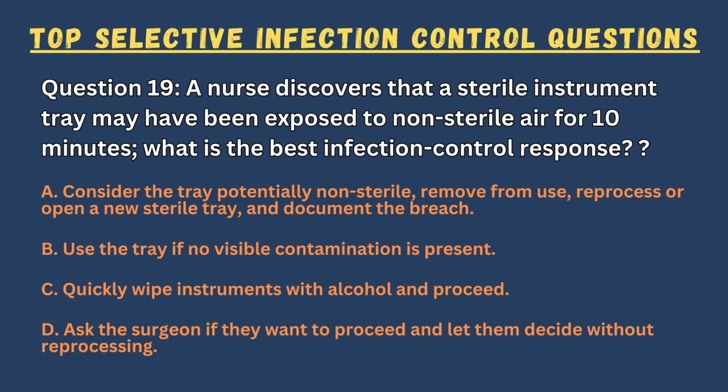Question 19. A nurse discovers that a sterile instrument tray may have been exposed to non-sterile air for 10 minutes. What is the best infection control response? A. Consider the tray potentially non-sterile. Remove from use, reprocess, or open a new sterile tray, and document the breach. B. Use the tray if no visible contamination is present. C. Quickly wipe instruments with alcohol and proceed. D. Ask the surgeon if they want to proceed and let them decide without reprocessing.